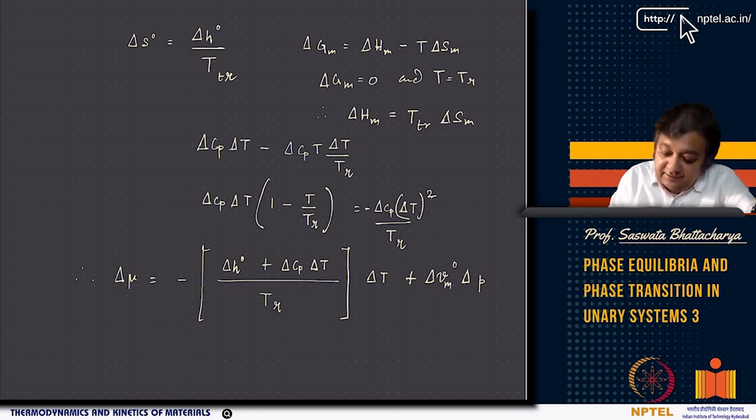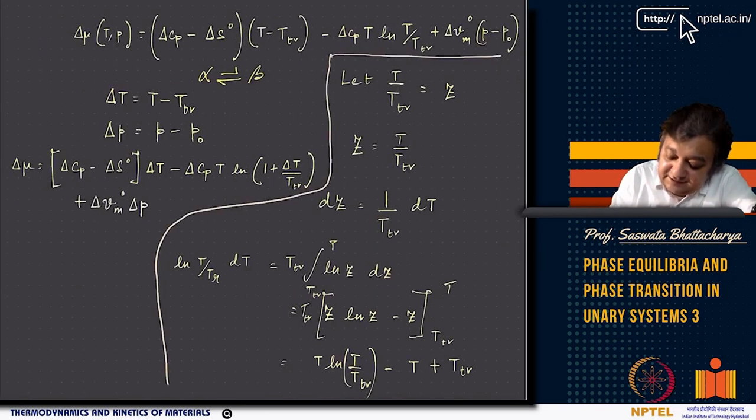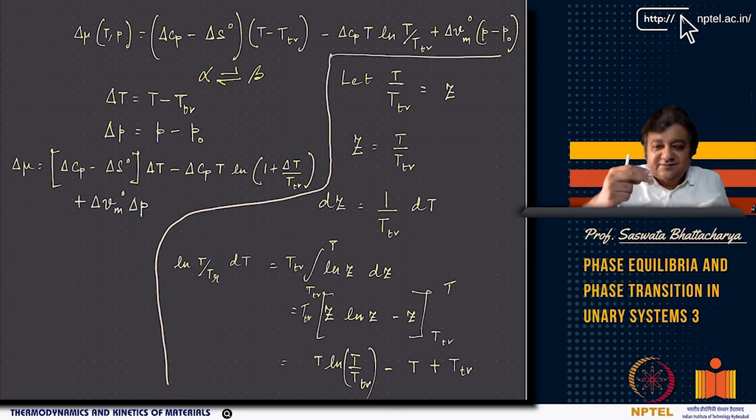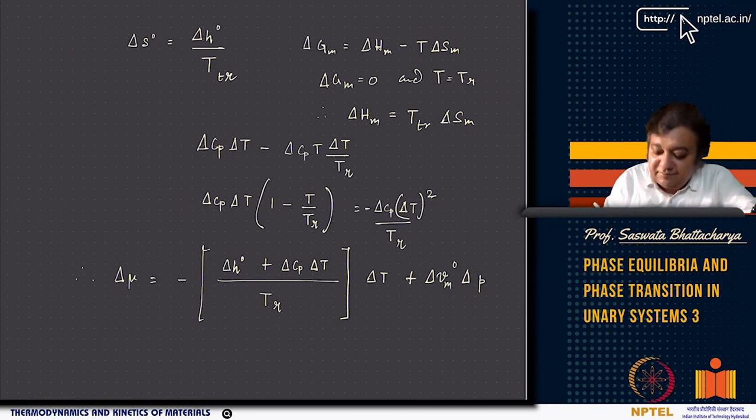And as we know, I have taken only the first term. Basically ln(1 plus x) is x plus x squared by 2 factorial plus so on, but I am taking only delta T by T_tr, because delta T by T_tr is very, very small. The delta T that I am taking is really small, so it is a very small deviation from the transformation temperature. As a result, we can take only the first order term, which is the power 1, right?